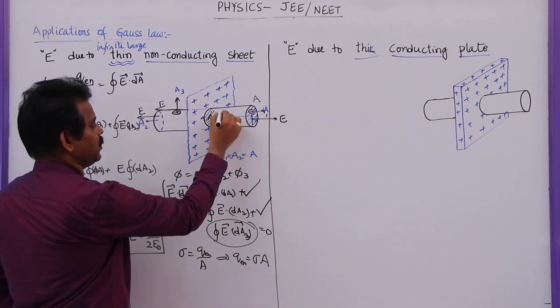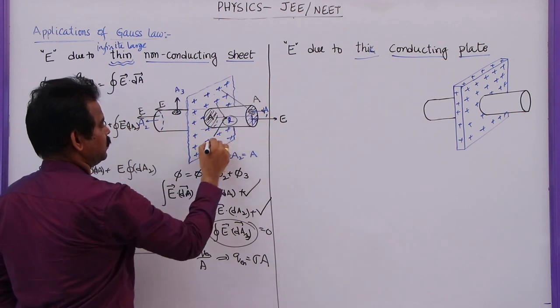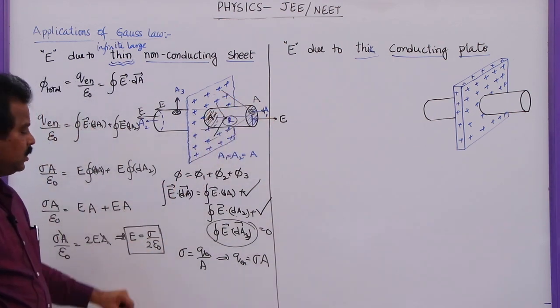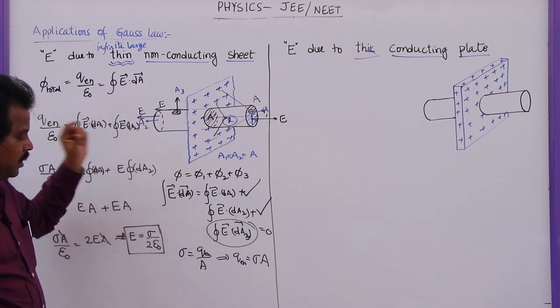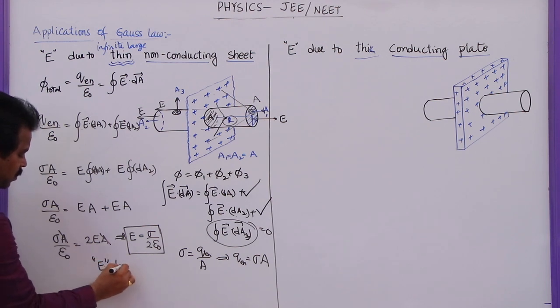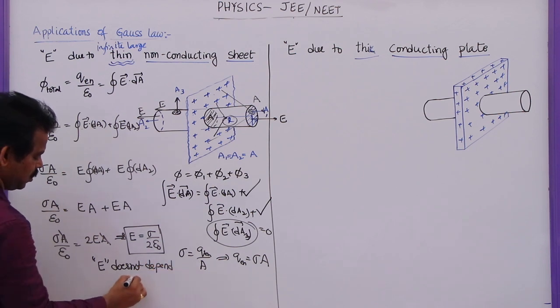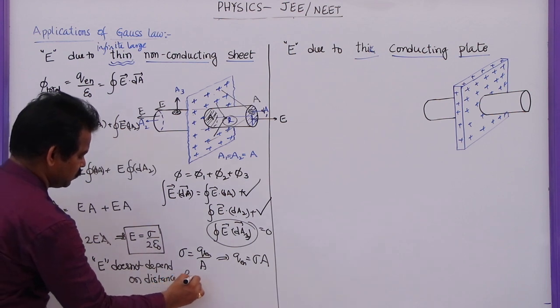Why? Because even if you take a point here, the effect will be the same electric field, and if you take a point here, the effect of other charges will come into the picture. That's why here E is equal to sigma by 2 epsilon naught. It does not depend on distance. So here E does not depend on distance from the sheet.